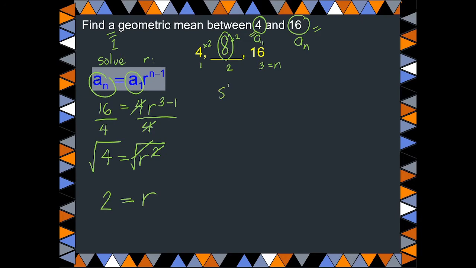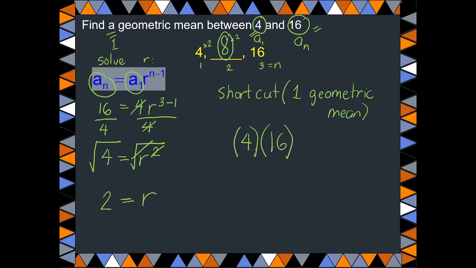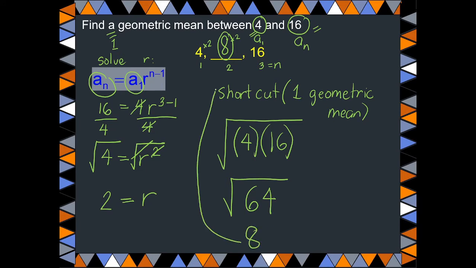Sir, what is the shortcut that you are talking about? Okay, this shortcut is only applicable if you only need to solve one geometric mean. But if you will be solving two or more geometric means, you need to go through solving the common ratio. This one gives the answer directly, and the answer of the shortcut is the middle term that we are looking for. And how do you do that? It's so simple. You just multiply the two given numbers. What are those two given numbers? Okay, you multiply 4 and 16. And then you get its square root all the time. So what is 4 times 16? 64. And what is the square root of 64? 8. And take note, that is our answer over here.